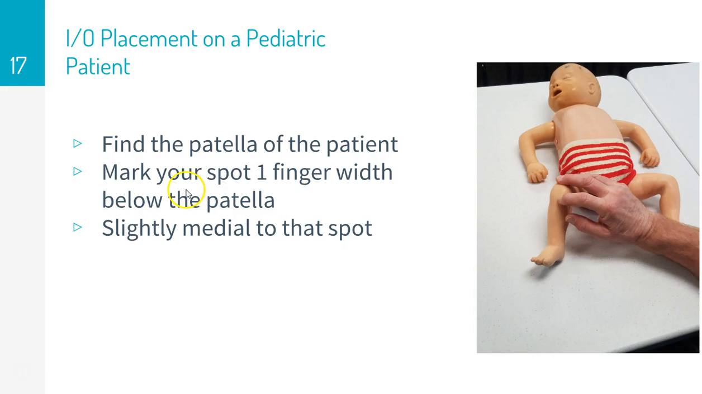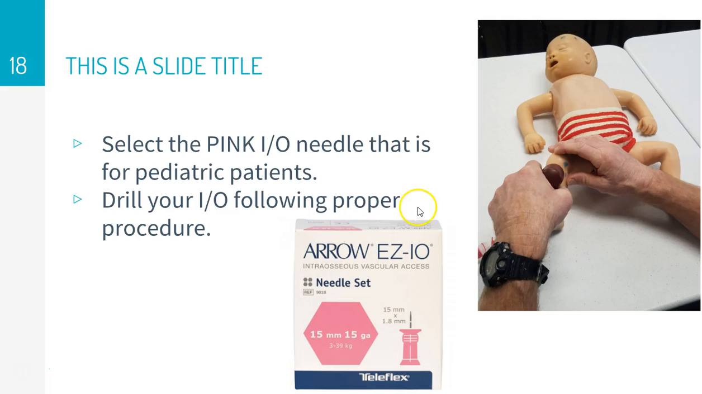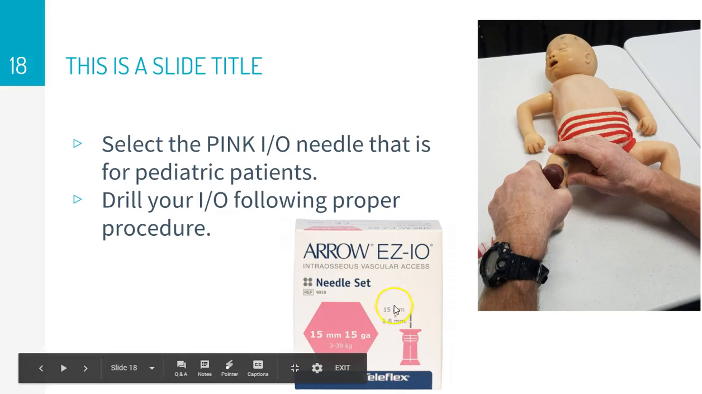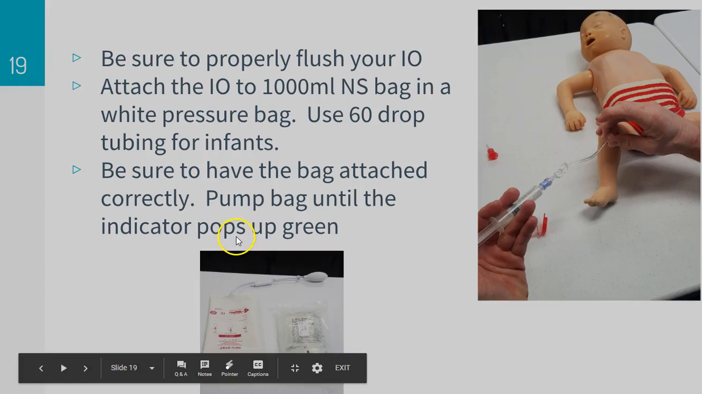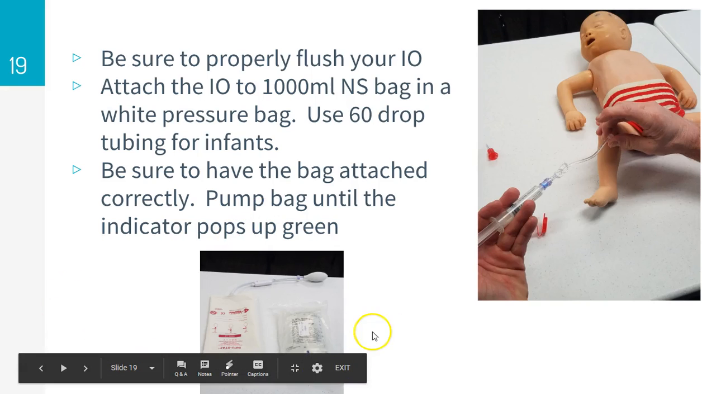Our pediatric IO placement for our AEMTs, and EMT basics who are assisting in setting up an IO for your AEMTs. When you're trying to find the correct spot, you're going to find the patella, the kneecap. Go one finger and slightly medial to that spot. You can see where Dean's finger is right there pointing on our patient. You can then insert your IO using the pink pediatric needle that's present, and then follow your proper IO procedure after that. Don't forget, we should be using our 60 drop tubing for infants.